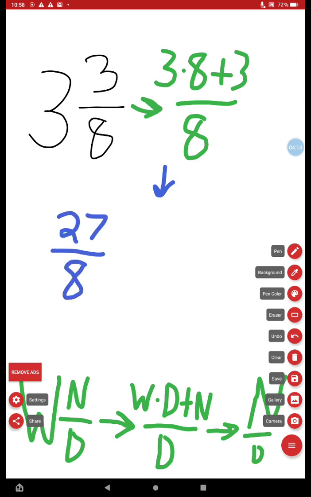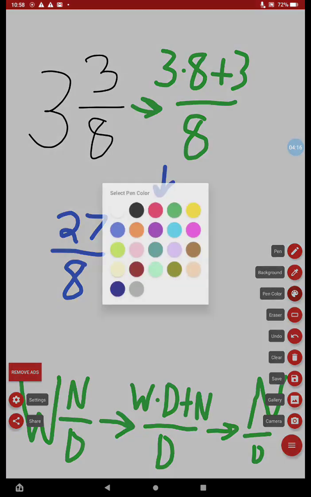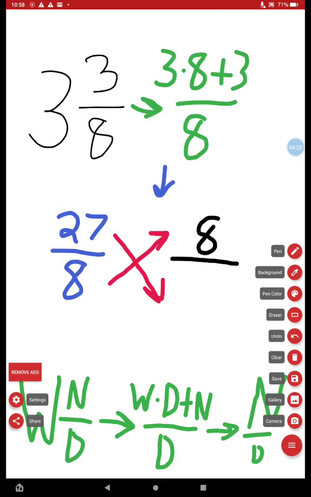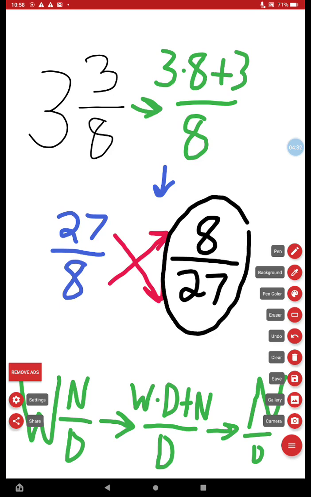Now I can find the reciprocal. When I find the reciprocal of 27 over 8, I just do what I did the previous 2 examples. I flip-flop the top and the bottom. When you flip-flop the top and the bottom, 8 is now on the top, 27 is now on the bottom. So my reciprocal of 3 3/8 is 8 over 27. Alright guys, put that into practice today on toucan fraction number 1.